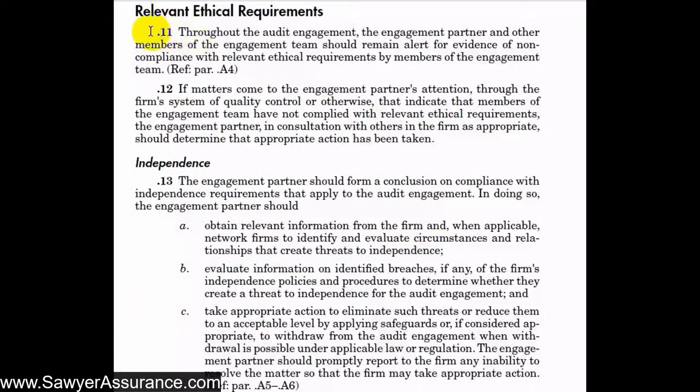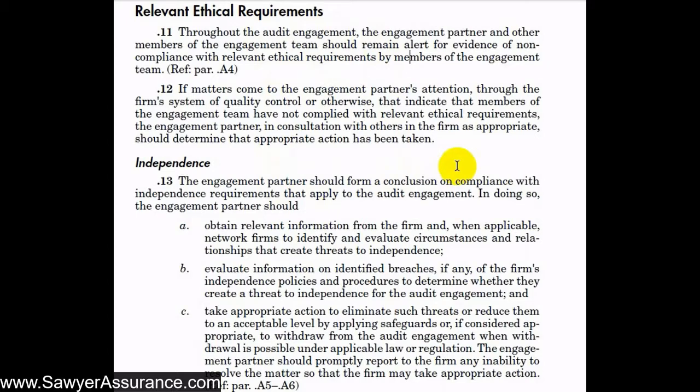Okay, so now we're back at AUC sections 220.11 through 13. And before we get started on independence, let's understand that these sections aren't just regurgitating what we already learned in section 200. These are narrowing in on the engagement partner's responsibilities as it relates to ethical and independence requirements.